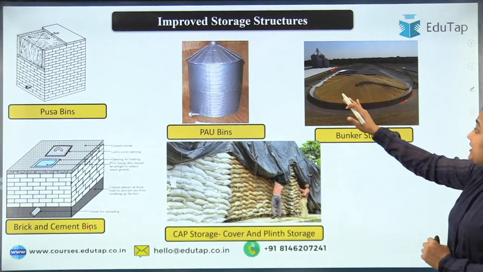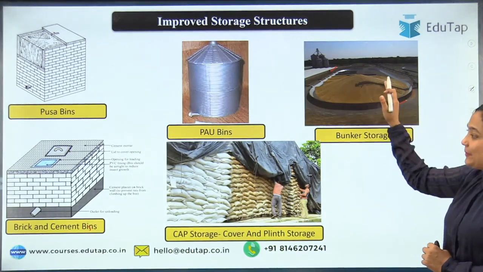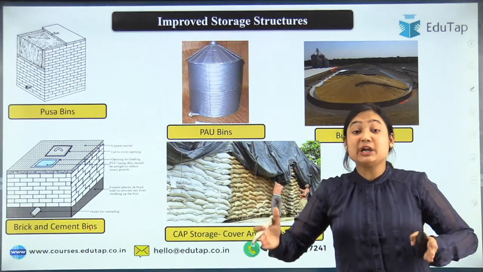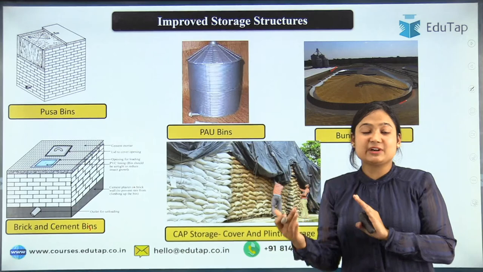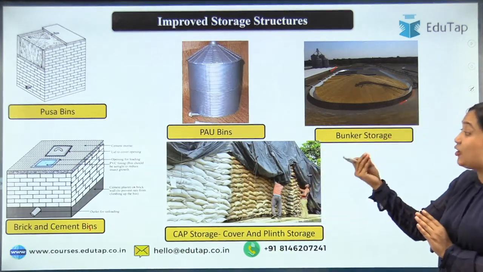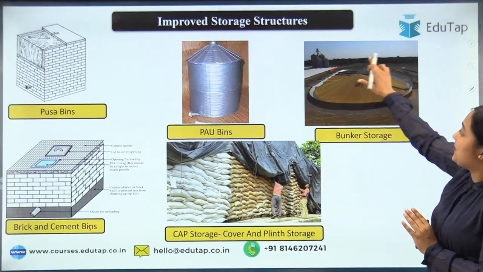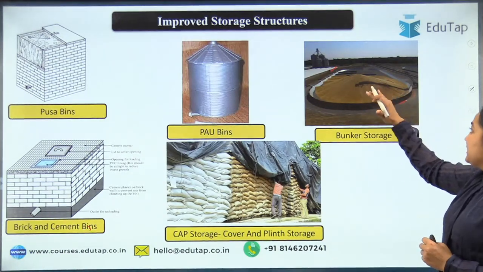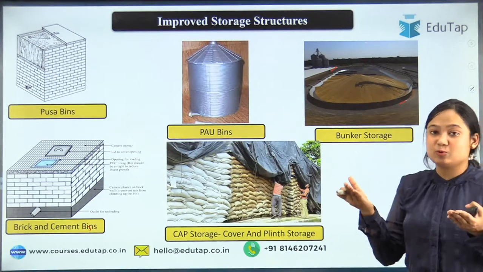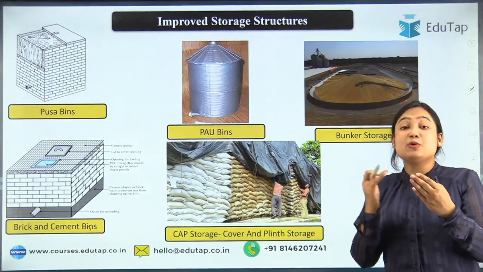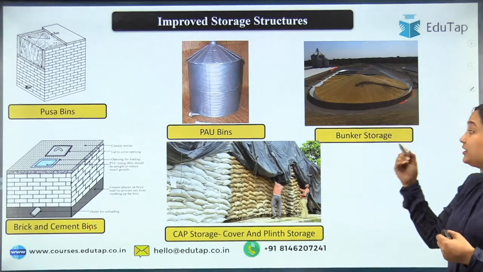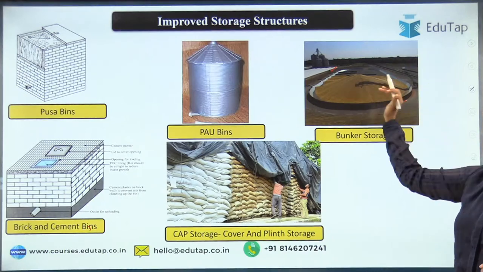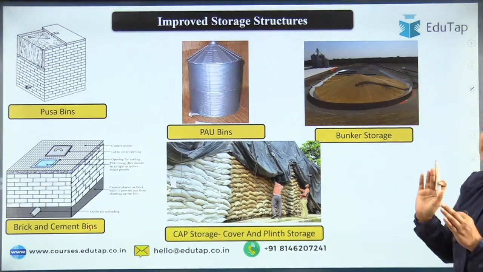The main advantage here is, see, you don't need too much infrastructure for preparing that. Even when we are talking about PAU bins or brick cement bin, what you are doing, you are creating a structure. So that is working as your infrastructure, and that costs money. But for bunker, you simply need to align the area. Just take a floor, clean it. Align the area, and also you have to prepare the platform too. You have to raise it slightly, so that mouse, rodent, ant and all that can't enter your grain. Then from above you will cover it with the polythene. That is your bunker storage.